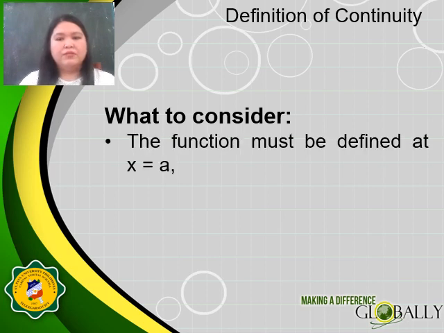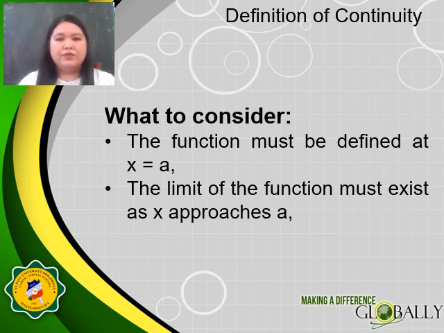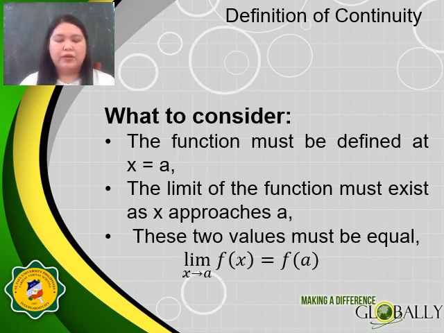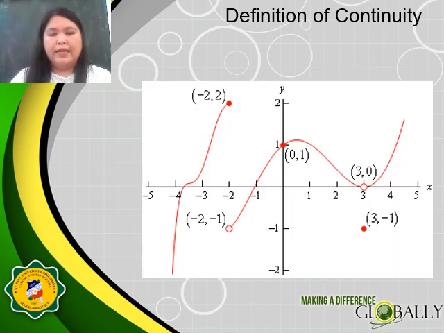So from our definition of continuous functions, we can draw three important things to take into consideration. First, the function must be defined at x = a, which means f(a) must exist. Second, the limit of the function must exist as x approaches a. And lastly, which is the most important, these two values must be equal. So the limit of f(x) as x approaches a should be equal to f(a), or the value of the function at x = a. Otherwise, if these two values are not equal, then the function will be discontinuous at x = a.